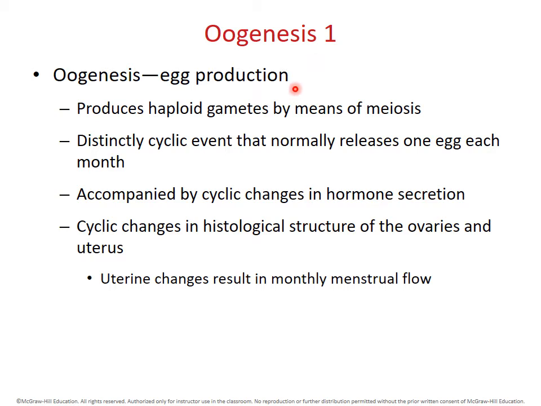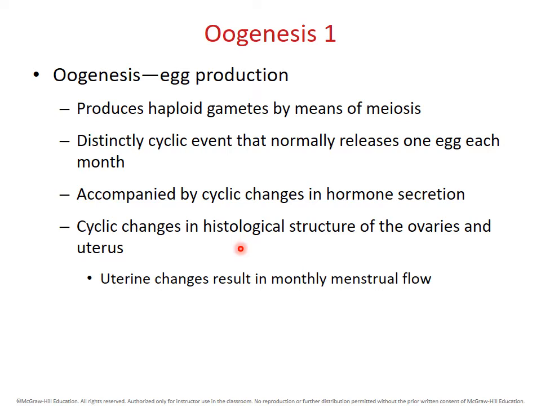In females, the situation is completely different. We're still producing haploid gametes by means of meiosis, but the way in which it's done, when meiosis begins, where meiosis begins, how many cells are doing meiosis at the same time, all those things are very, very different.